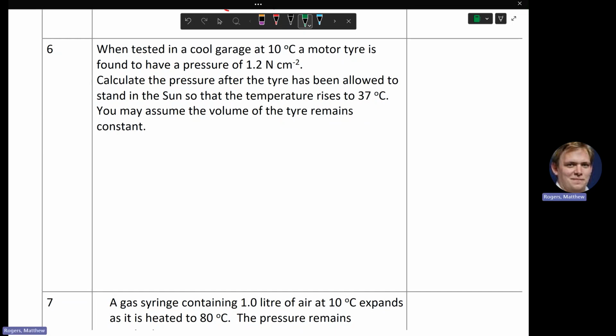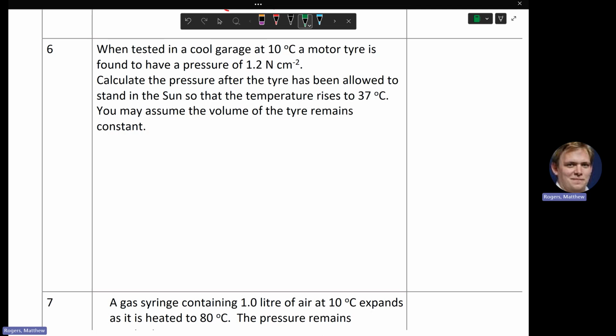Question 6. When tested in a cool garage at 10 degrees Celsius, a motor tyre is found to have a pressure of 1.2 newtons per centimetre squared. Calculate the pressure after the tyre has been allowed to stand in the sun so that the temperature rises to 37 degrees Celsius. You may assume that the volume of the tyre remains constant.